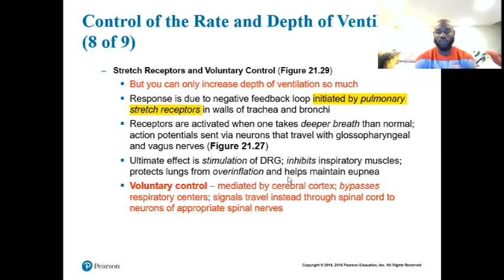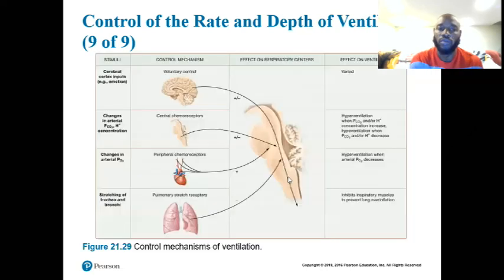Voluntary control, which is, like we said, you have the ability to sort of take over a bit. That's mediated by the cerebral cortex in your brain, which can bypass your respiratory centers, travels through your spinal cord to neurons of appropriate spinal nerves, and you can do some voluntary control. Right, and this is just showing you all of those in a nice little chart.